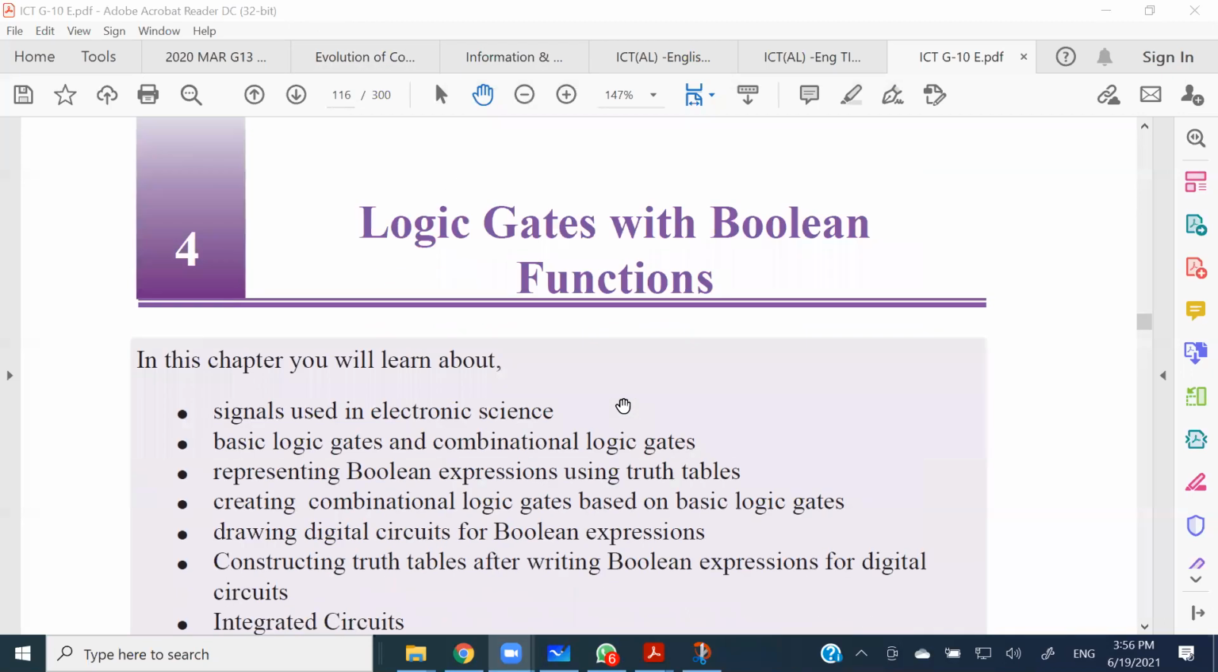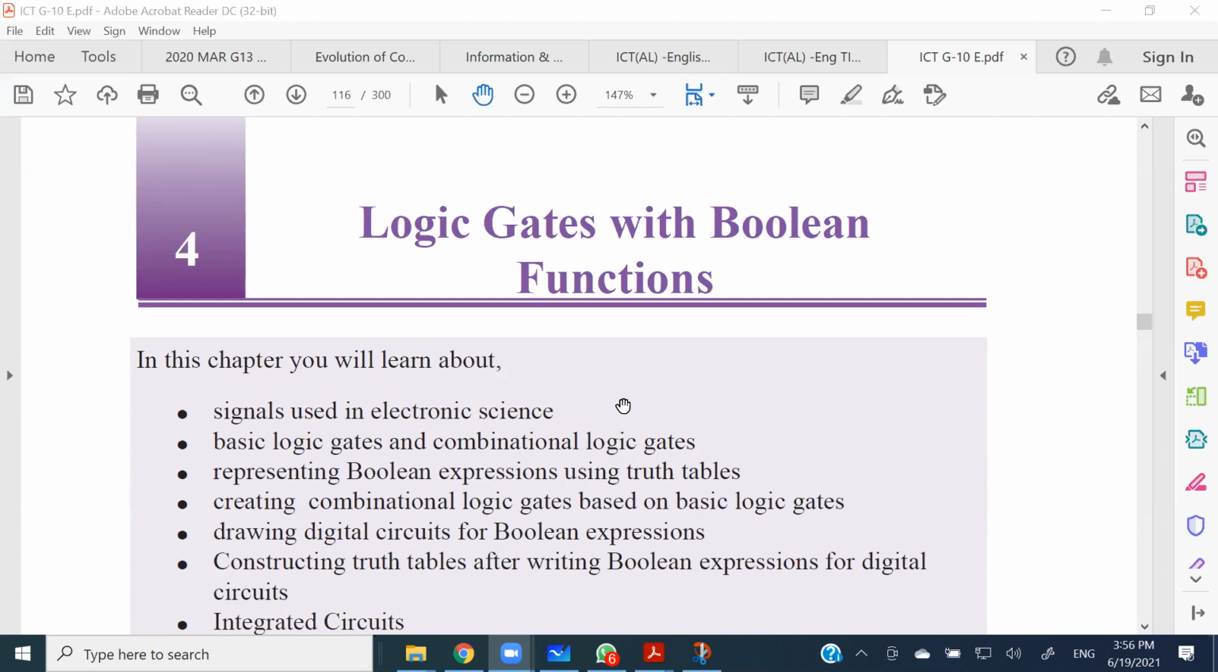And we are here to start the fourth. Now, it's just 4 minutes are there. I'll brief you the lesson. What is the fourth one? So we can start a fresh lesson by next week, right? So this logic gate with Boolean functions. Now here we are going to talk about how the signals are going to use inside the electronic science, right? Or like in electronic devices, right?